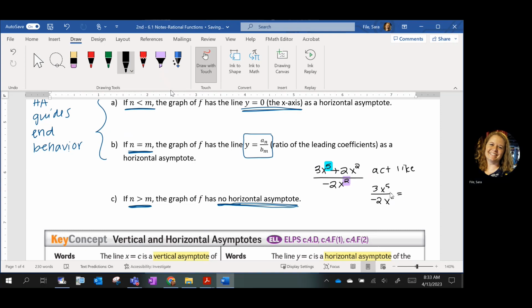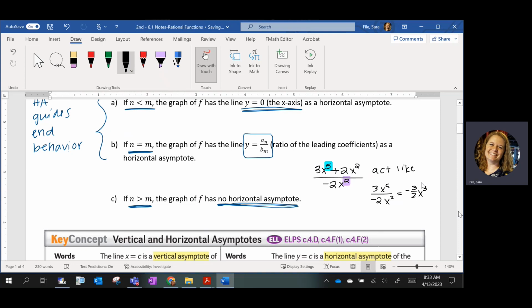to what? What do you do when you're dividing the like bases, x over x, but they have different degrees? Do y'all remember what you do with that when you're dividing? You subtract. So what's x to the 5th over x squared? That's an x cubed. Now, does the 3 over negative 2 reduce? No, so it's just going to stay negative 3 over 2.